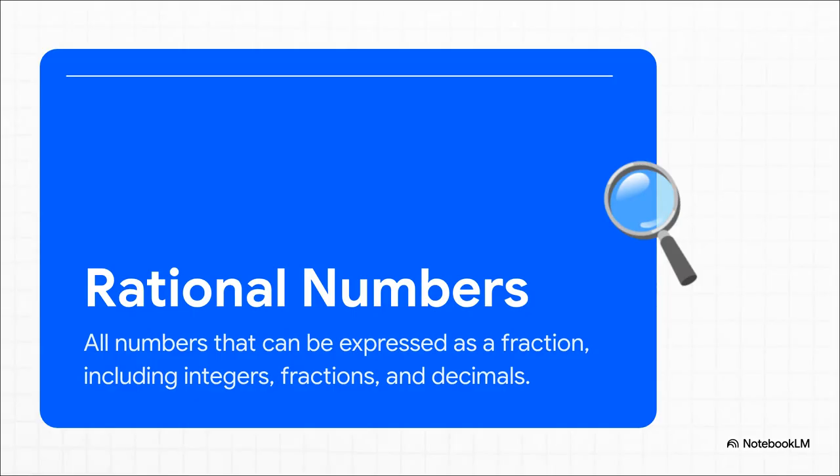Now, this whole big family of numbers we're talking about has a proper name. They're called rational numbers. And the main idea is super simple. If you can write a number as a fraction, it's rational. That even includes a whole number like 3, right? Because 3 is just 3 over 1. This is the big universe of numbers we're playing in today.